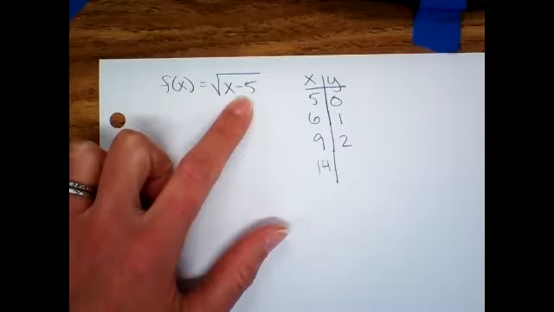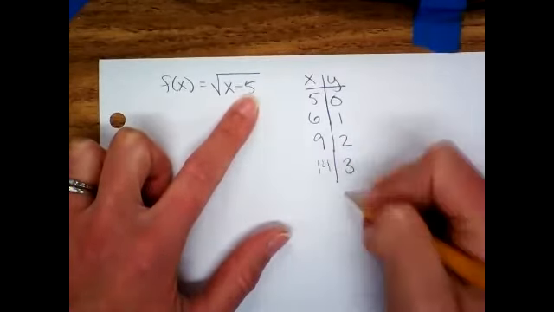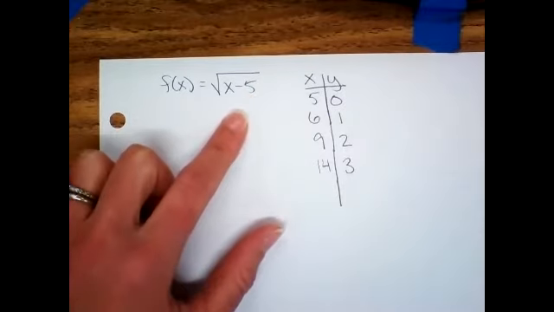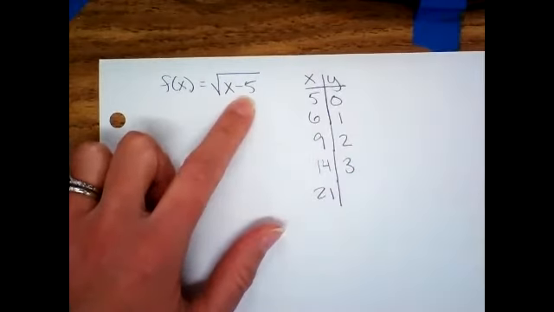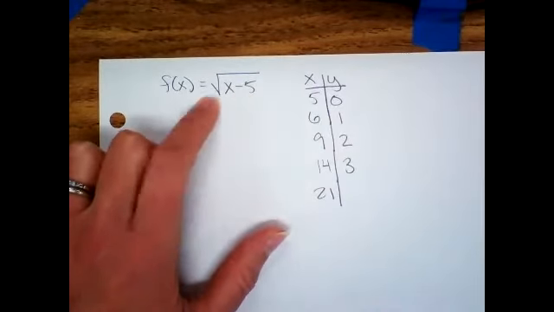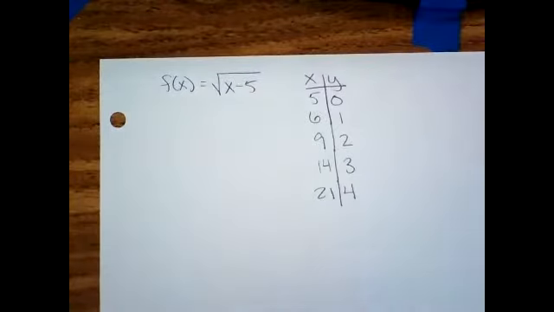14 minus 5 is 9. Square root of 9 is 3. Do you want to try and find the next one? 21. 21 minus 5, 16. Square root of 16 is 4. My point is you just need to put more thought about what you're plugging in.